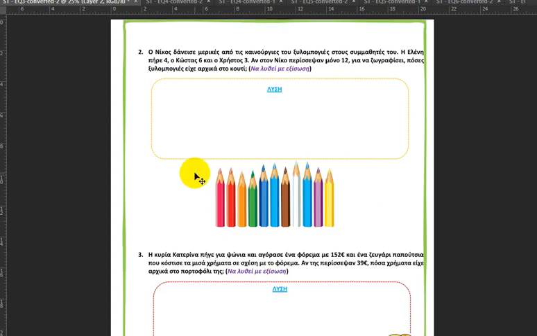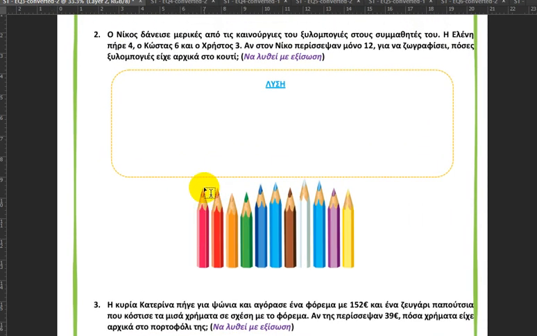All right, let's solve some problems. One student lends some coloring pencils to some of his friends. We don't know how many he has in the beginning. We know that he gives out 4 and 6 and 3, and he's left with 12.